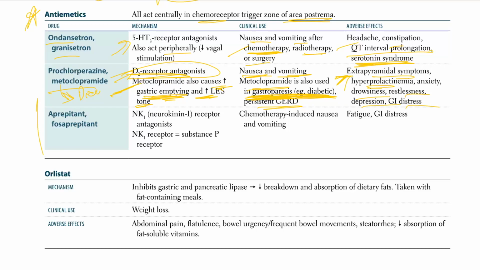Aprepitant and fosaprepitant are neurokinin 1 receptor antagonists. Neurokinin 1 receptor equals substance P receptor. So you can use them in chemo-induced nausea and vomiting. Fatigue and GI distress are the adverse effects.